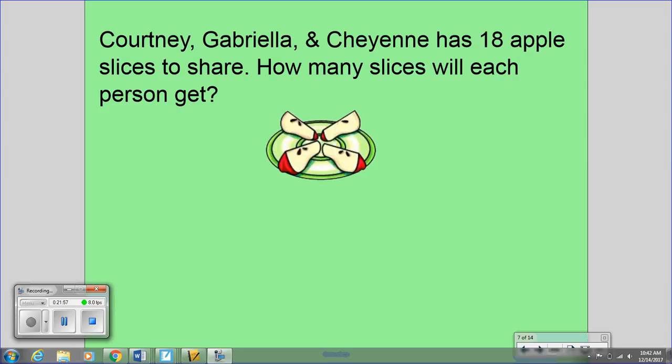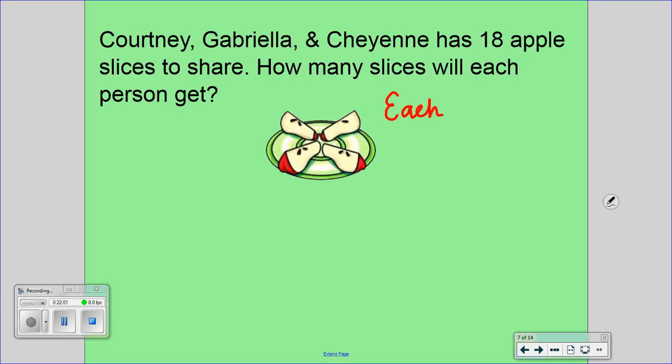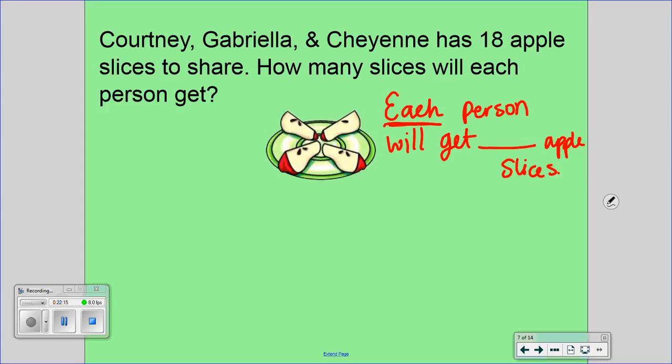Each. There's that word again. Each person will get blank apple slices. That word each is very important because I only want to know what is Gabriella going to get. Or I only want to know what is Cheyenne going to get. I know how many they're sharing. It already told me that. I want to know how many one person is getting.